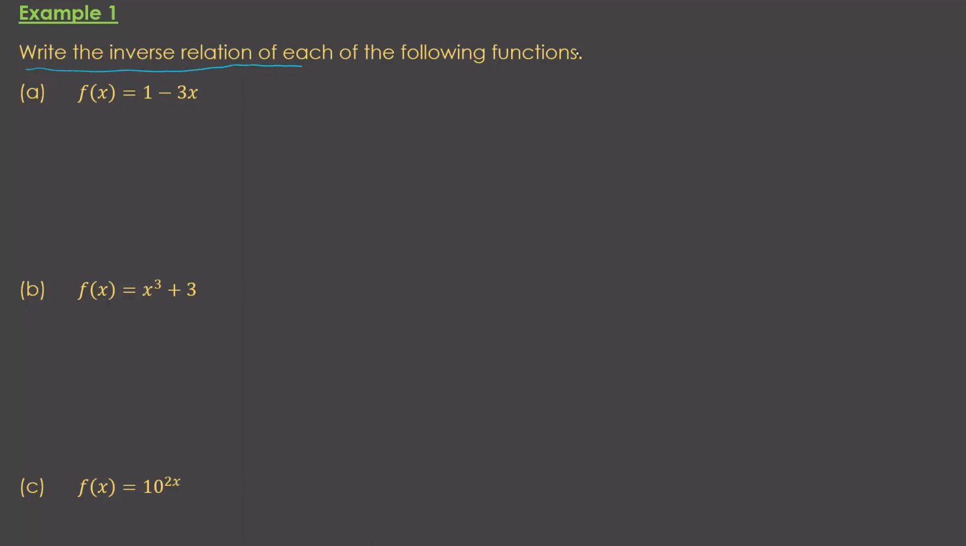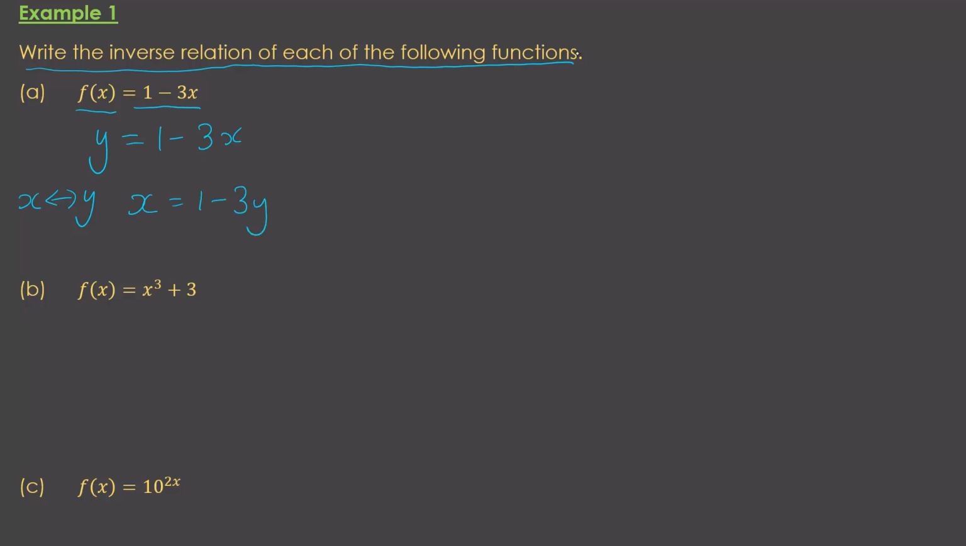Write the inverse relation of each of the following functions. So we have f of x is equal to 1 minus 3x. So let's start by saying that that's y equals 1 minus 3x. And then I'm going to interchange x and y. So I have x is equal to 1 minus 3y.